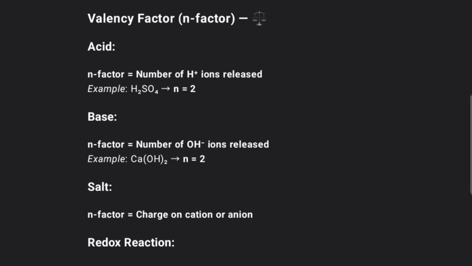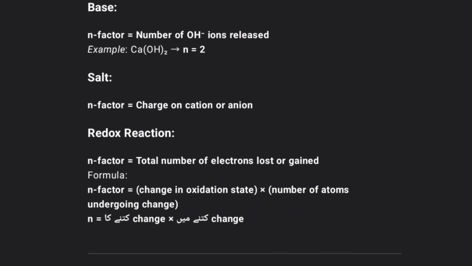Equivalent weight and standard redox behavior of KMnO4. Let me organize and summarize the points. N factor. Acid: n factor equals number of H+ ions released. Example: H2SO4, n equals 2. Base: n factor equals number of OH- ions released. Example: Ca(OH)2, n equals 2. For salt, n factor equals charge on cation or anion.